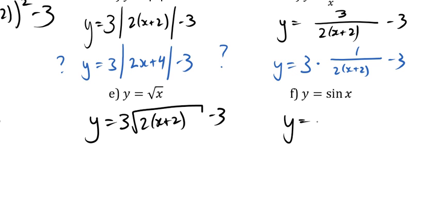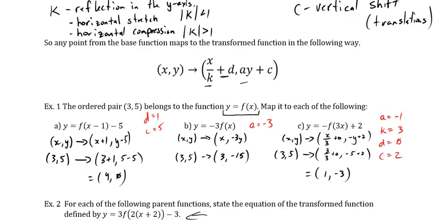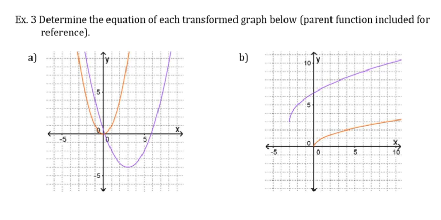And then y equals a sine bracket 2x plus 2 bracket minus 3. Any questions? So recognize them in the formula, describe them by name. Okay, and let's take a look at a couple of these kinds of questions.